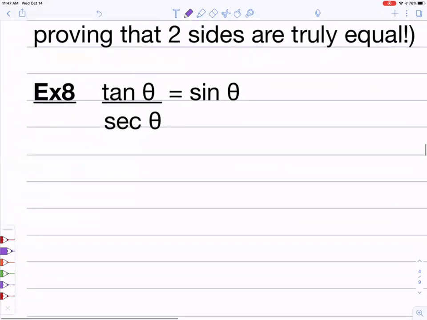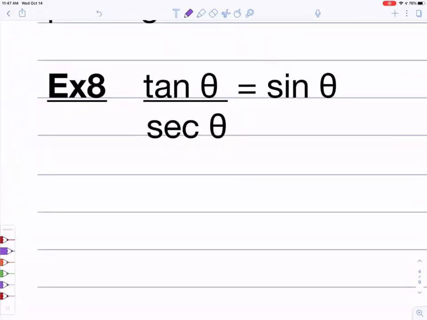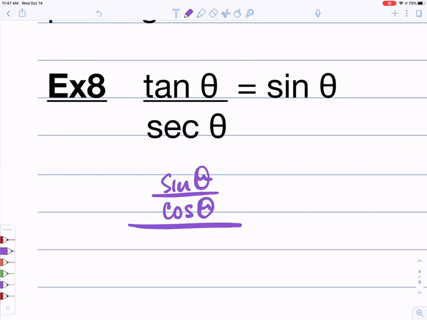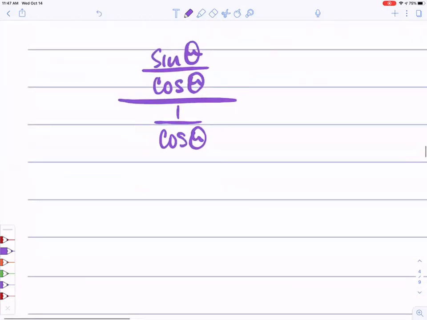All right, so let's take a look at number 8. Which side looks more complicated? Definitely the left side. So let's see what we can do to manipulate the left side and turn it into the right side. How could we manipulate the left side doing what we've been doing all class period? Yeah, so tangent is the same thing as sine over cosine, over secant, which is the same thing as 1 over cosine. Now, do you notice how I'm working down? This right here is why you especially cannot work left to right. And now what can I do mathematically?